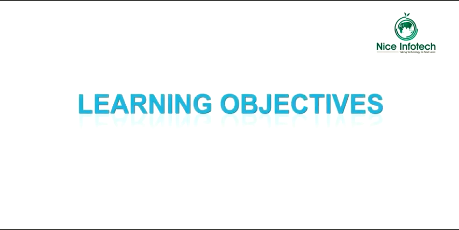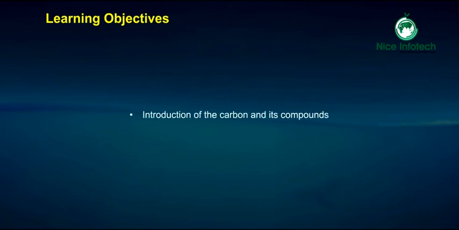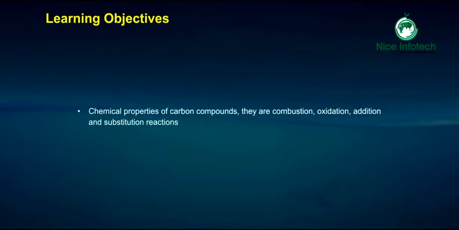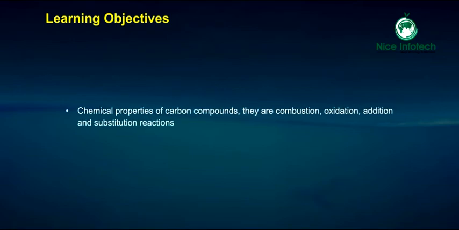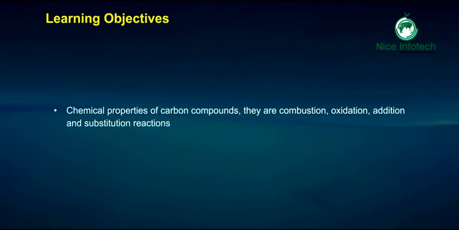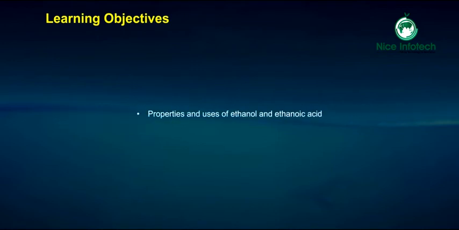Learning objectives. Introduction of the carbon and its compounds. Formation of bonds in carbon, covalent bond formation. Versatile nature of carbon. Saturated and unsaturated carbon compounds. Chains, branches and rings of carbon. Homologous series of carbon. Nomenclature of carbon compounds. Chemical properties of carbon compounds, they are combustion, oxidation, addition and substitution reactions. Properties and uses of ethanol and ethanoic acid. To study about the soaps and detergents.